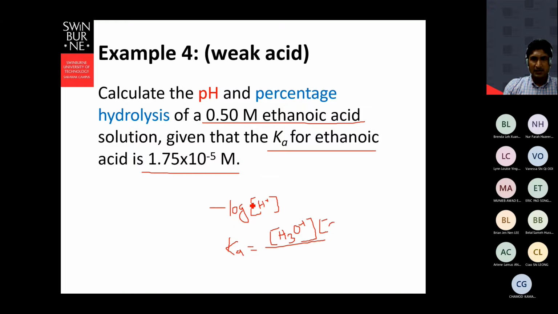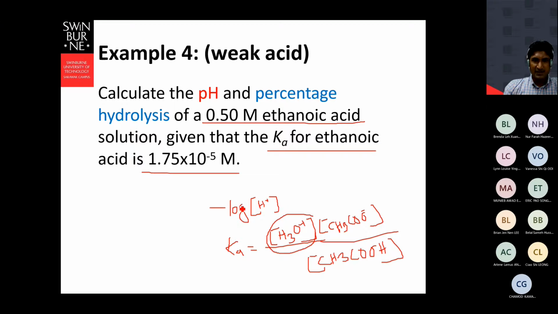Here we have CH3COO minus, and here it is acetic acid, CH3COOH, or ethanoic acid. So if we know how much hydronium ion there is, we can find the pH of the solution. So we have a clue: the Ka is already given in this reaction.